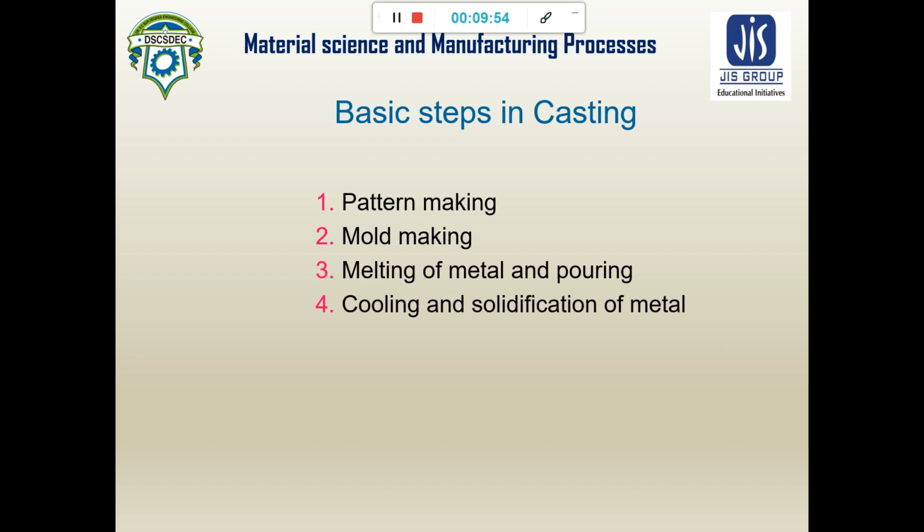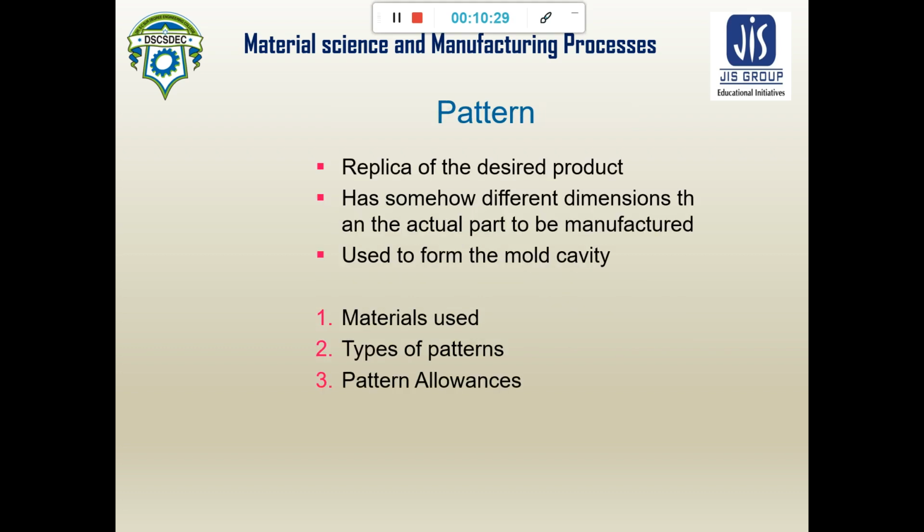After melting and pouring, the metal is cooled and solidified. So cooling and solidification of the metal has been done. And finally, after the solidification of the metal occurs, we clean the casting and do the inspection of the casting. These are all the steps of the process of casting or foundry.